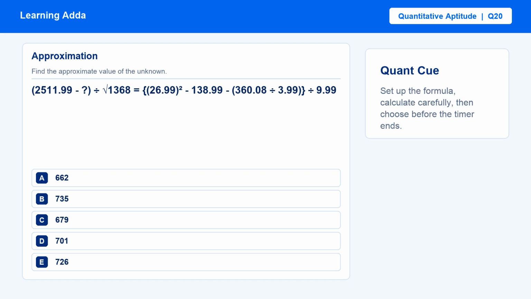Question 20. 2511.99 minus the square root of 1368 divided by something is equal to 26.99 squared minus 138.99 minus 360.08 divided by 3.99 divided by 9.99. Option A, 662. Option B, 735. Option C, 679. Option D, 701. Option E, 726. The timer starts now.